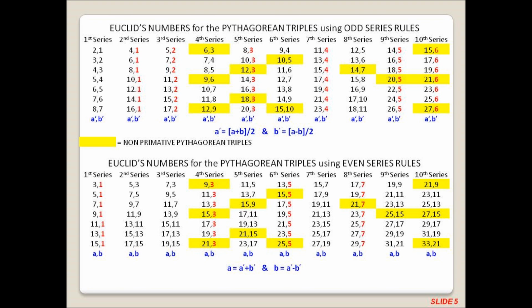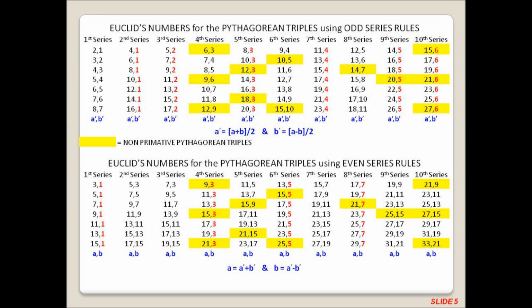All series contain non-primitive triples at regularly occurring positions which are governed by the prime divisors of the difference between the base numbers CB of the triples. The exceptions are the first odd series and the even series where the delta CB is equal to 2 raised to an odd power.